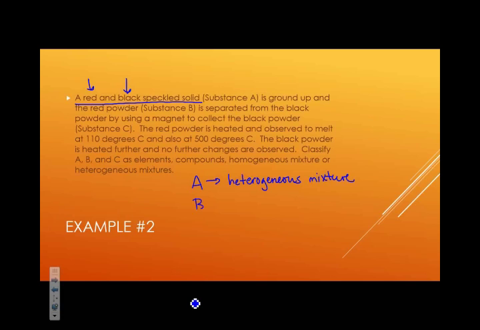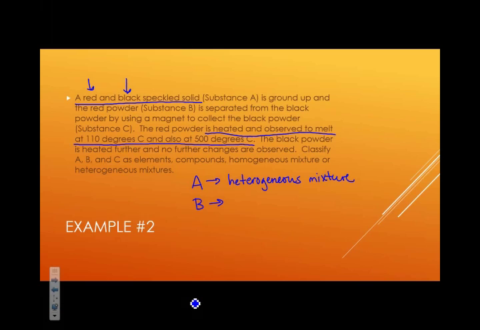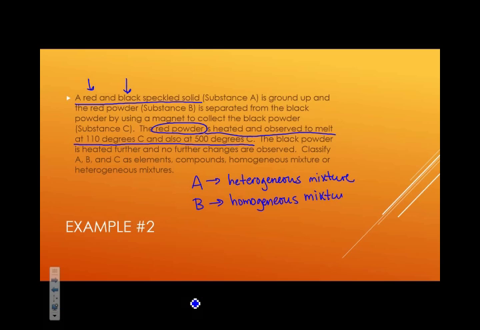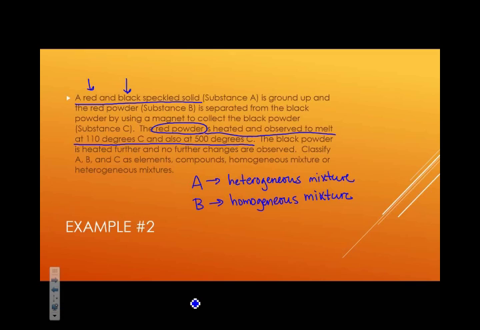All right, let's check out substance B. What do we know about it? Well, we know it is heated and observed to melt at 110 degrees Celsius and also at 500 degrees Celsius. So I see two separate melting points. That means I have a mixture again here. It was just a red powder, so I only saw one phase present, so this is a homogeneous mixture. Those two melting points were a big clue to the fact that it was actually a mixture. If it was a pure substance, I only would have seen one melting point.